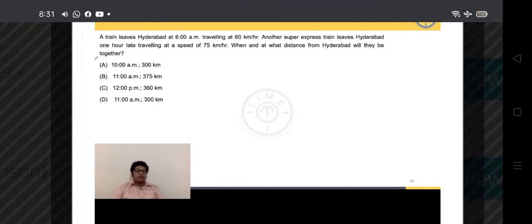Next, a train leaves Hyderabad at 6 a.m. traveling at 60 kilometers per hour. Another super express train leaves Hyderabad 1 hour late, traveling at 75 kilometers per hour. When and at what distance from Hyderabad will they be together? Okay, so at 6 a.m. So first train at this point at 6 a.m. Okay, at 60 kilometers per hour.